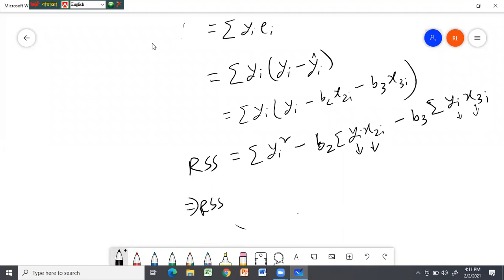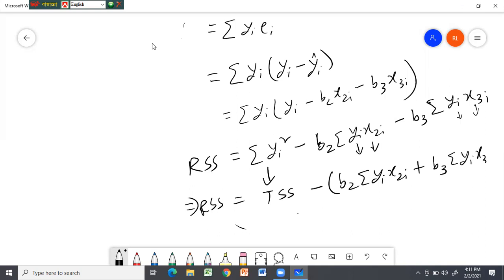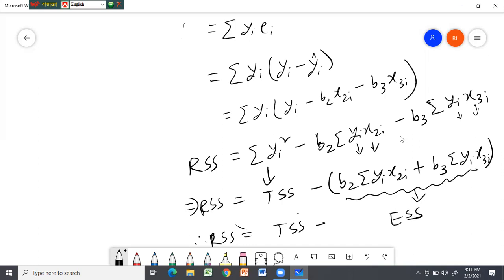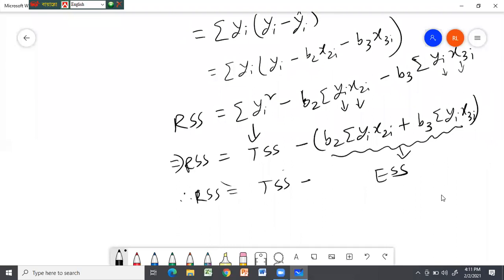That RSS is equal to my total sum of squares. If I take minus as a common portion from this, it would become plus. Okay, so now you can write RSS is equal to TSS minus this whole portion, which is the explained portion, ESS, or error sum of squares.